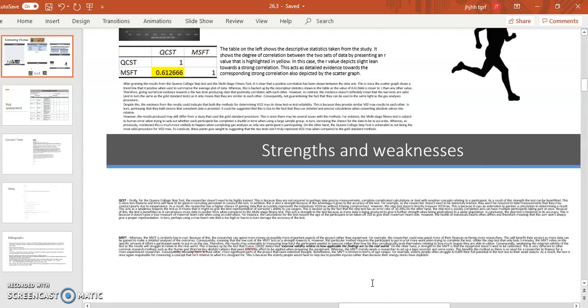In addition, this is also a strength because of the advantage it gives to the accuracy of the test. For example, as the researcher doesn't need to be extremely trained, they won't be required to take measurements that they may conduct poorly due to inexperience.